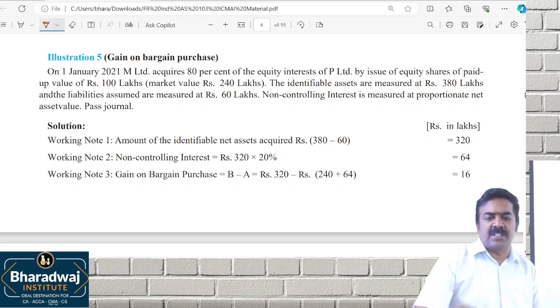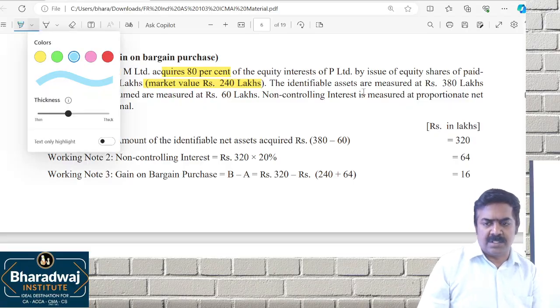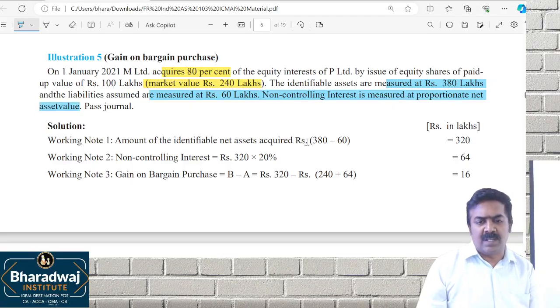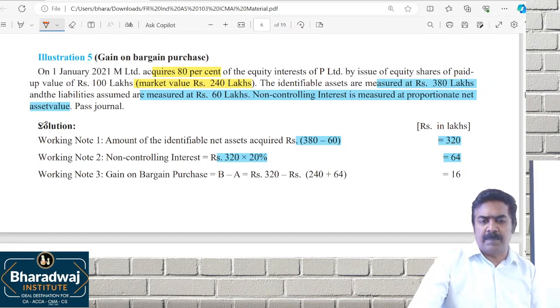M Limited acquired 80% of equity interest, issue of paid up value of shares of how much? 100 lakhs. What is the market value of the shares given? 240. 240 lakhs is given for 80%. Assets are measured at 380 lakhs. Liabilities are measured at 60 lakhs. Non-controlling interest is measured at proportionate net asset value. What is the net asset value? 380 minus 60, 320. NCI will be 320 into 20%, how much? 64.